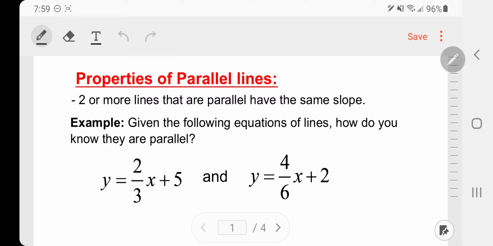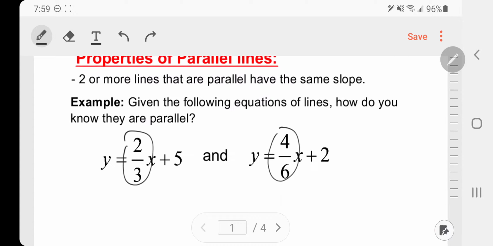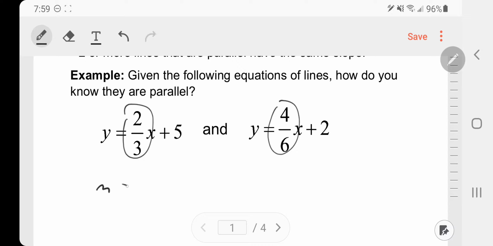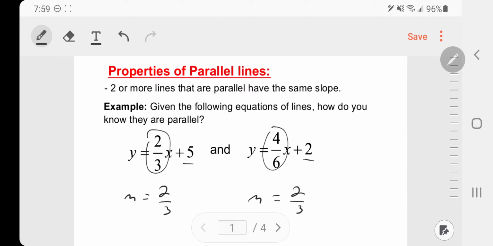Okay. Given the following equations, how do you know that these are parallel? Well, let's take a look at the slope. We have 2/3 and we have 4/6. They both have a different y-intercept. One is 2 and one is 5. All right, so the slope of this one is 2/3 based on slope-intercept form. And 4/6 we know also reduces to 2/3. All right, same slope, different y-intercept, so that means that these two equations, if graphed, would be parallel.